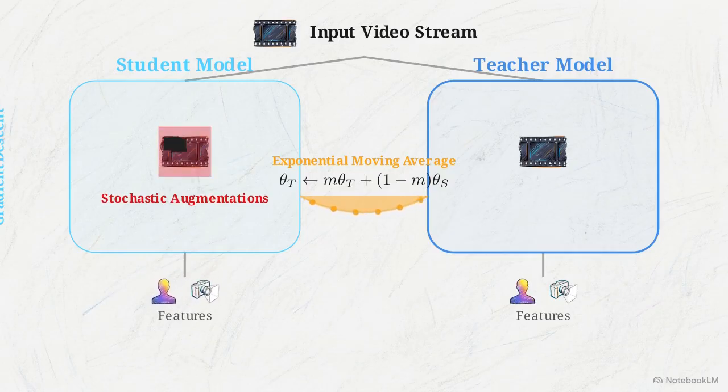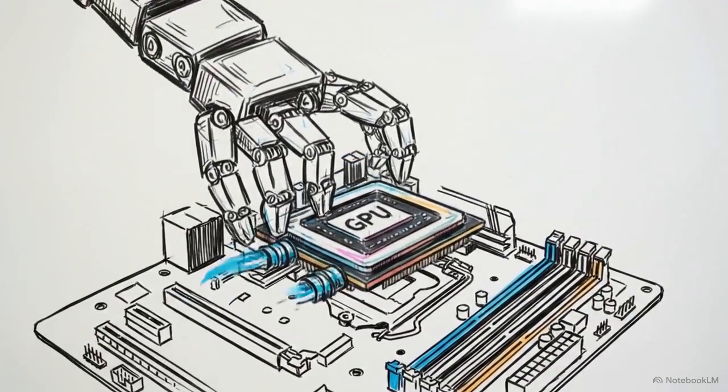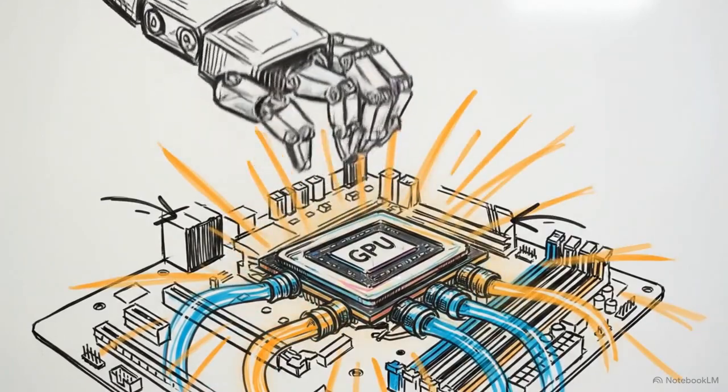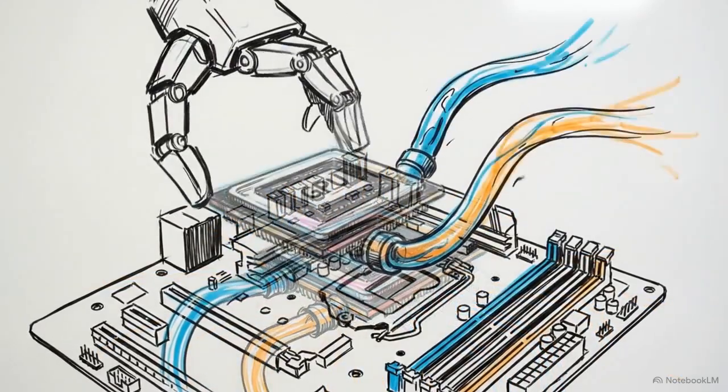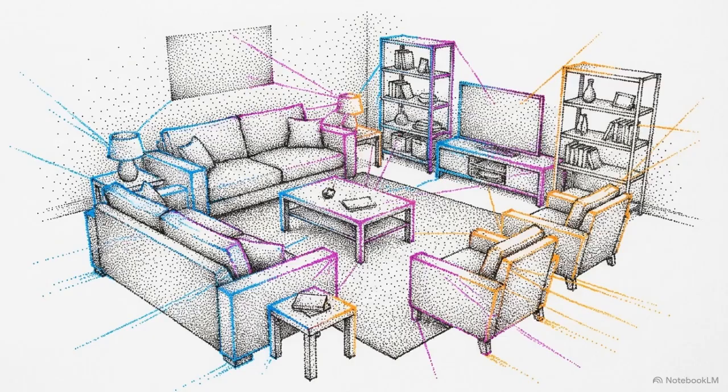To prevent a feedback loop, the teacher ignores the training data, instead slowly receiving weight updates via an exponential moving average of the student's parameters. Running this distillation protocol required 128 H100 GPUs, operating in mixed precision over hundreds of thousands of iterations. By forcing the student to match the teacher despite severe data distortions, the model learns invariant spatial features. It deduces physical depth and camera position from raw pixels without needing human labels.